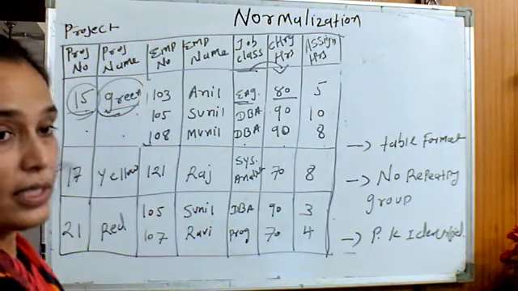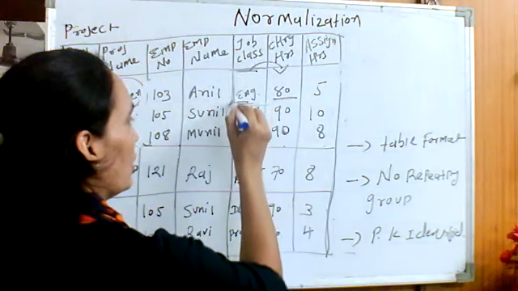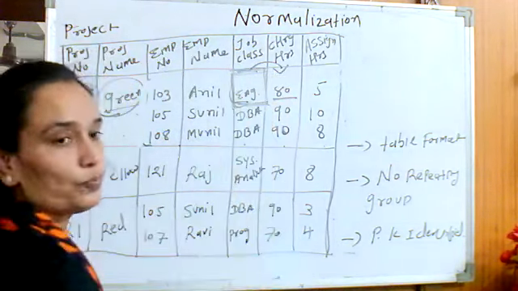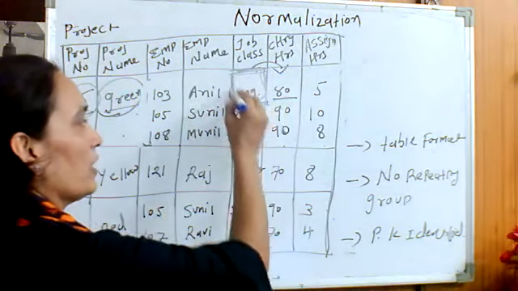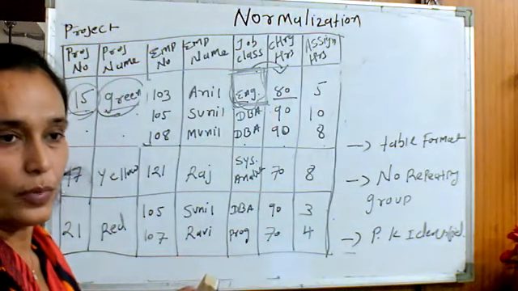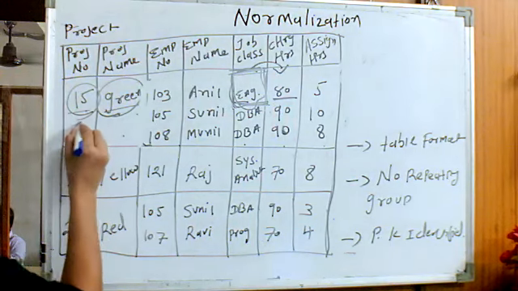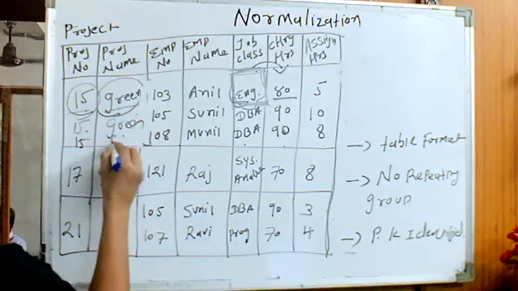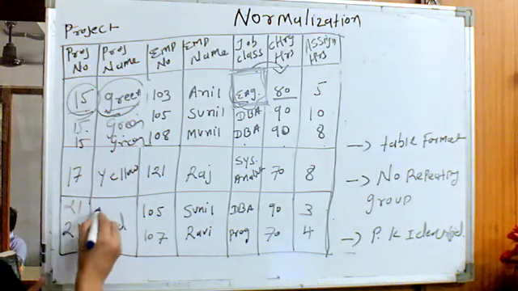Any table is called in first normal form if at every row and column intersection there is one value. When there is one value at every row and column intersection, then it will be in first normal form. Okay. So there will be 15 Green, 15 Green. There should not be any null value.